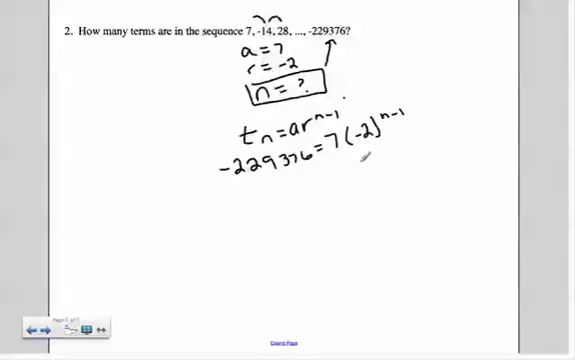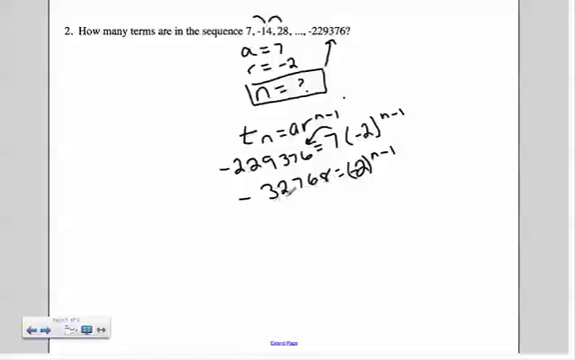So I'm going to begin to solve this. Just like when we were filling in the formula, I cannot put that 7 and that negative 2 together. I have to actually bring the 7 to the other side and divide to get rid of it. So I do that division and I get negative 32,768 equals 2 to the n minus 1. Oh, sorry, negative 2 to the n minus 1.